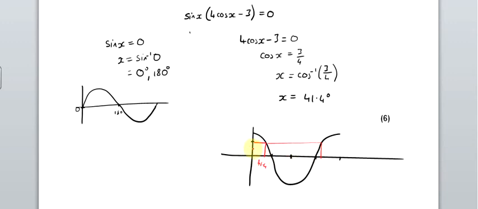Now, this 41.4 is the gap from the vertical axis and that point there. So we're going to come back here. It's that gap there. So it's 360 take away 41.4, which leaves you with 318.6 degrees. And so that is the other solution of this one, 318.6 degrees.